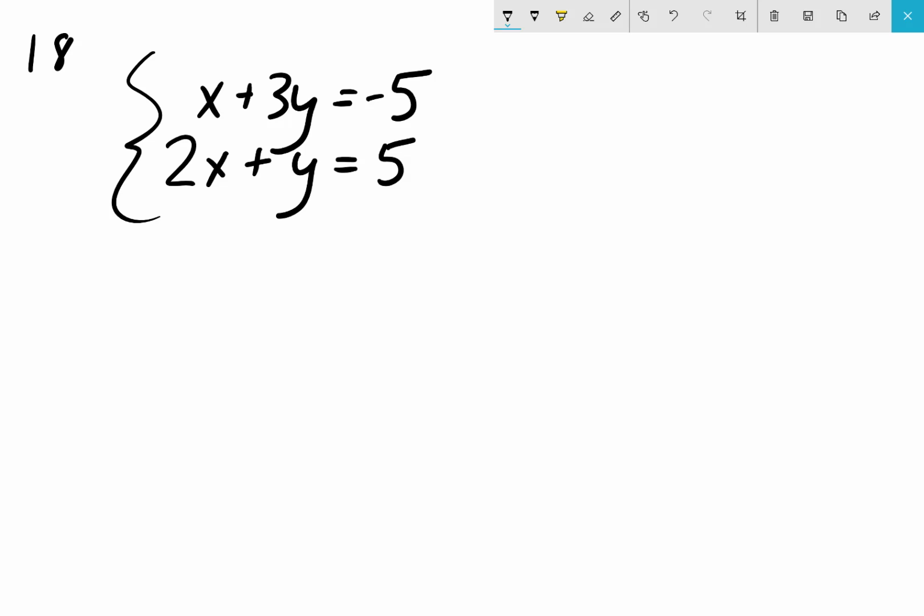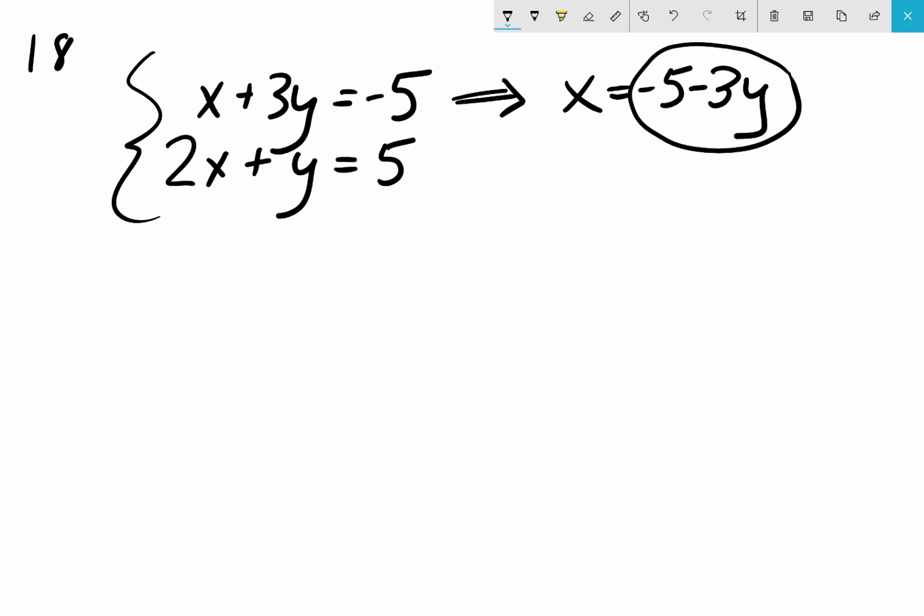I'm going to solve for x in the first equation. To do that, I'll subtract 3y on both sides of that equation. So when I do that, I will have x left on the left side, and on the right, I'll have negative 5 minus 3y. So I just solved for x in the first equation, and now I'm going to take that amount that I got for x, and I'm going to plug it in for x into the second equation. I'm going to substitute that amount into the second equation.